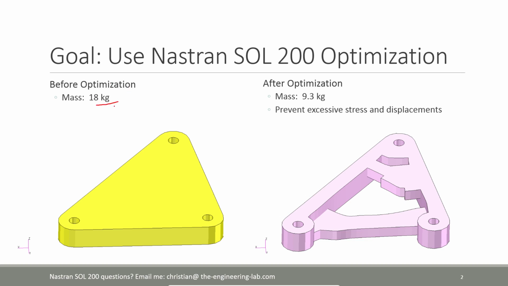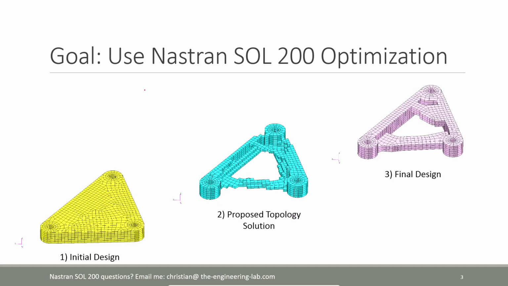We're going to start with this solid part that starts off with the mass of 18 kilograms, and we're going to end with the lighter mass of 9.3 kilograms. Again, we're going to impose both stress and displacement constraints.